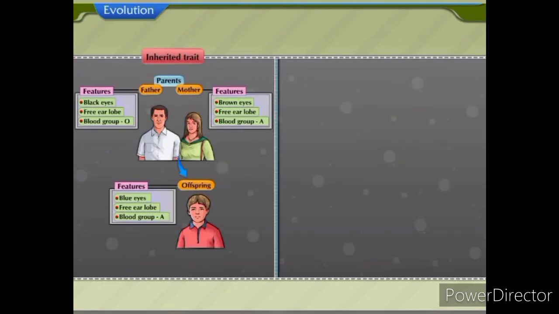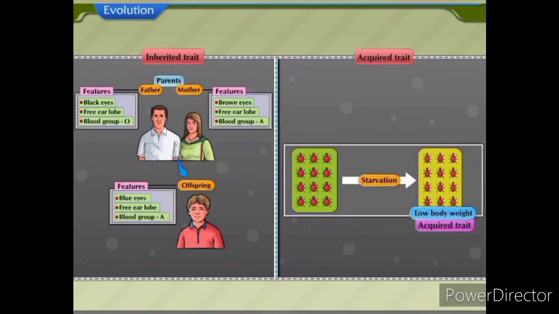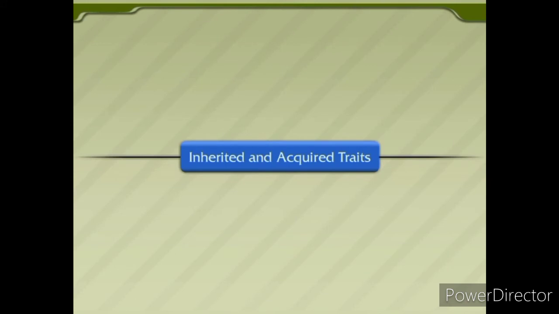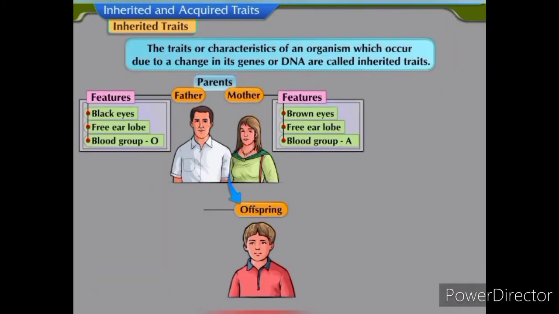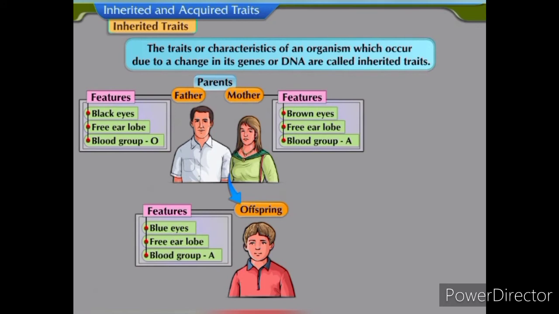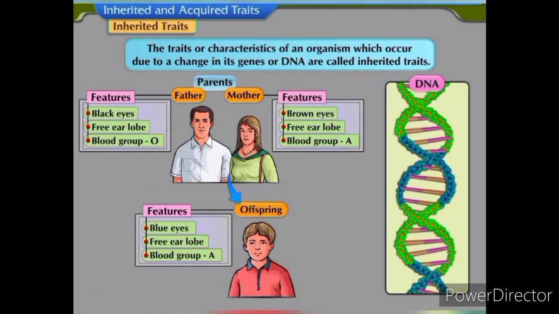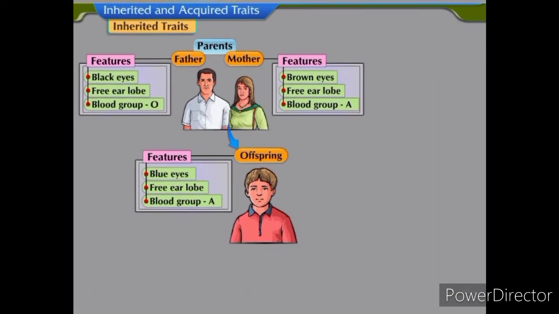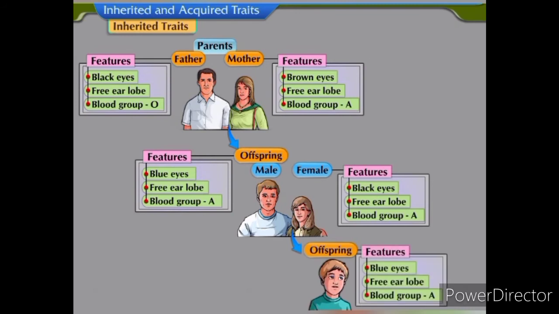Let us study inherited and acquired traits. Inherited and acquired traits. Inherited traits. The traits or characteristics of an organism which occur due to a change in its genes or DNA are called inherited traits. They are passed on from one generation to another.